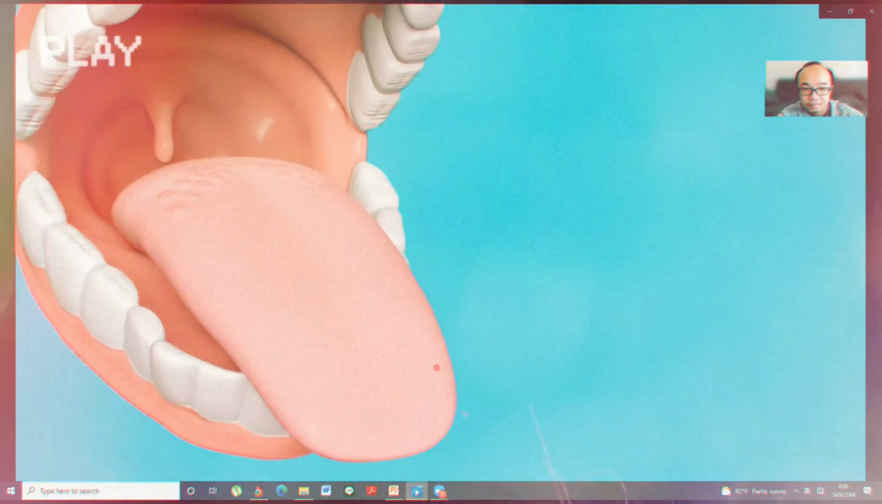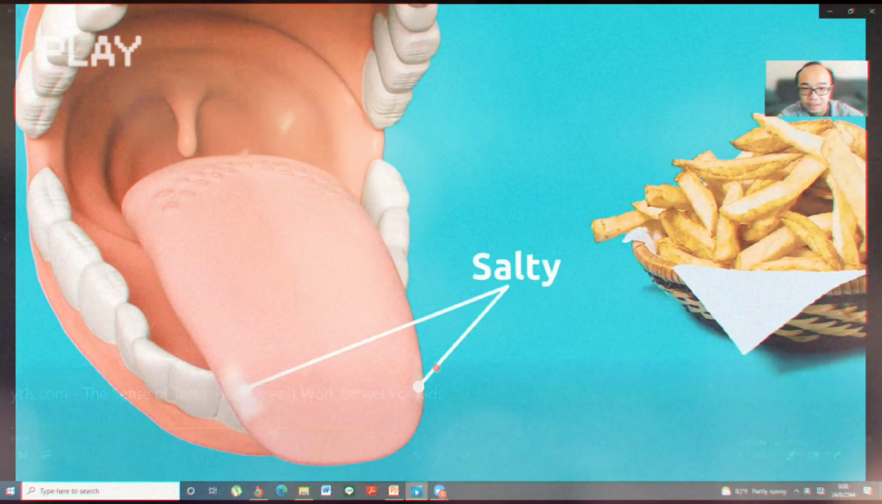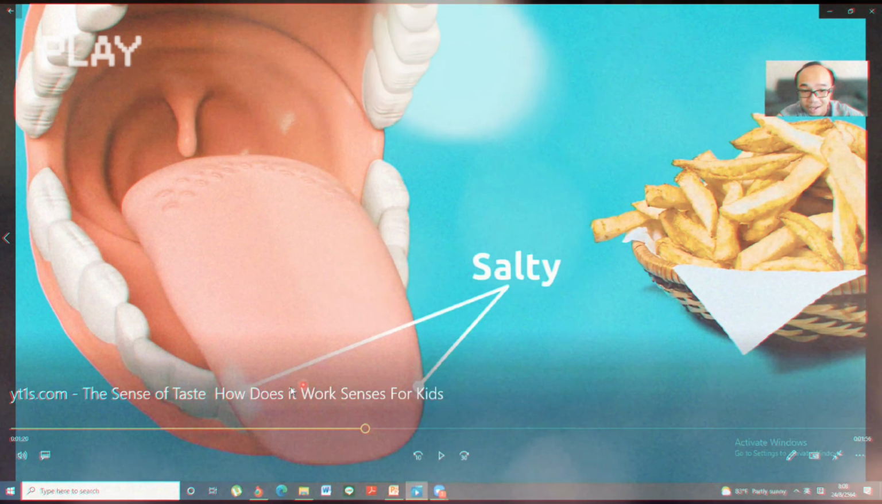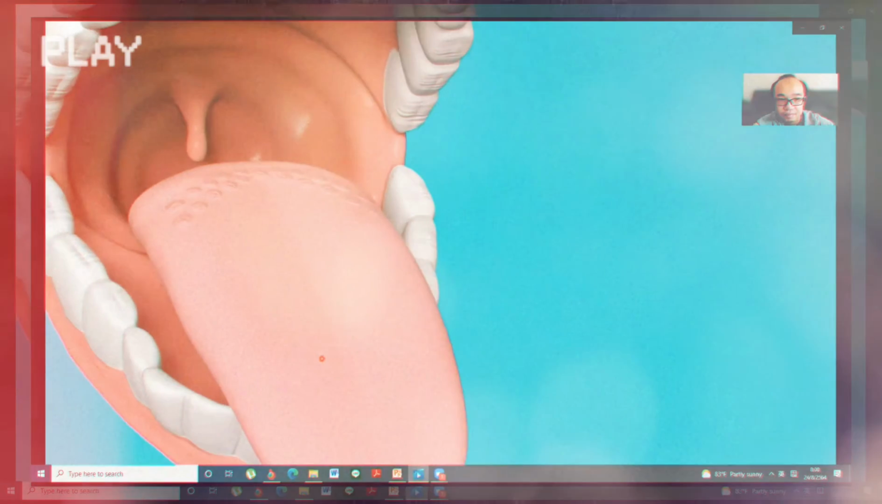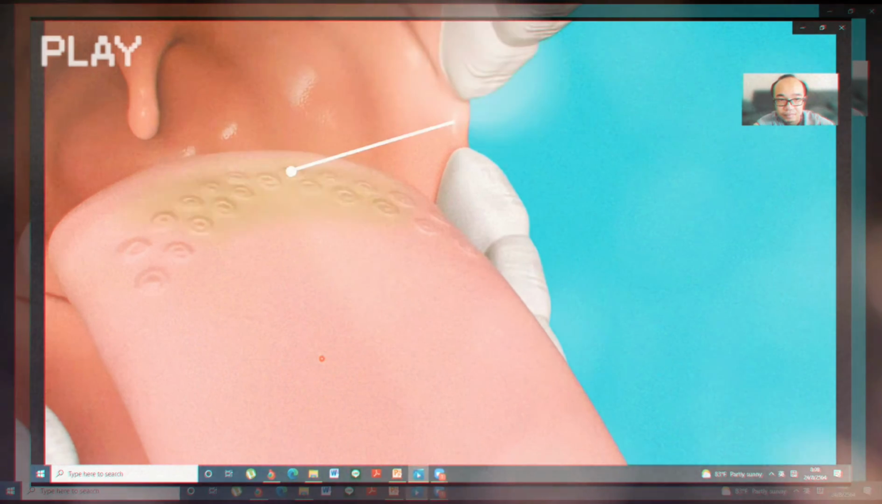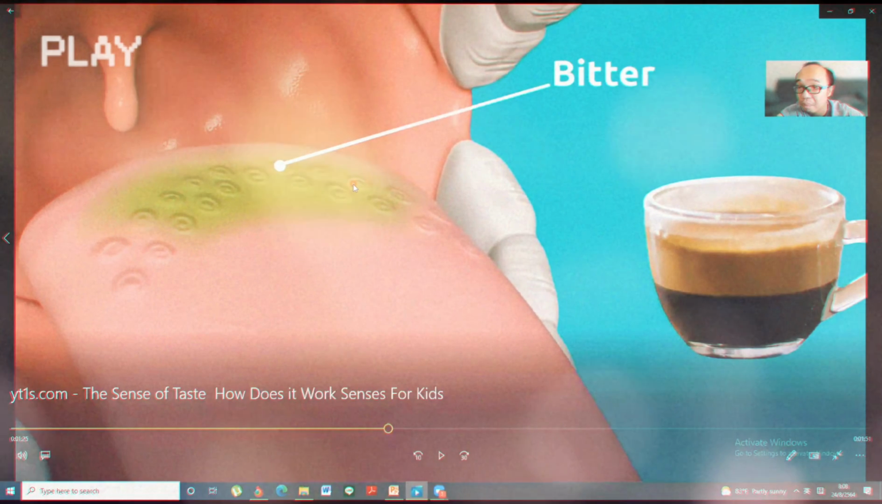The salt buds are on either side of the tongue. Okay, the salty taste bud is on the side. And the bitter taste buds are in the center of the back of the tongue. Okay, this is the taste bud of bitter.